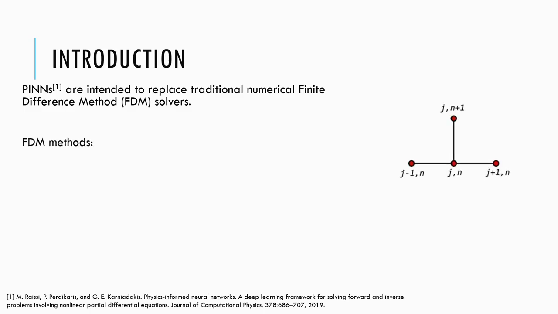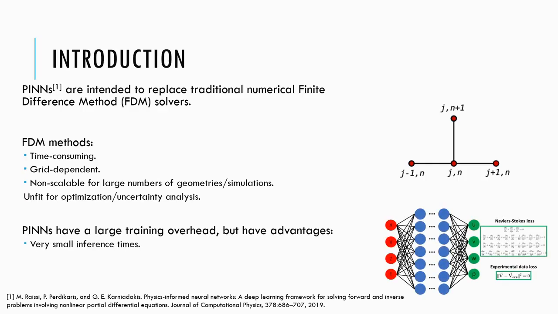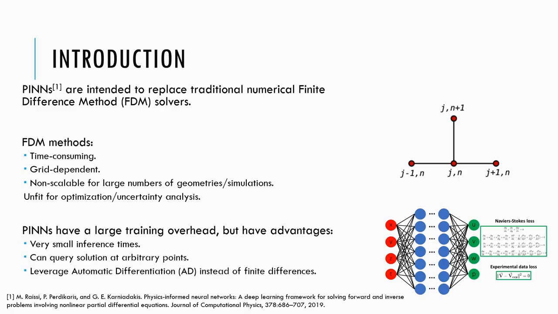This is because FDM solvers can be time consuming, grid dependent, and not scalable for a high number of solutions, making them unfit for optimization. PINNs, on the other hand, have advantages such as small inference times, they can query the solution at any arbitrary point, and they can leverage automatic differentiation when needed.